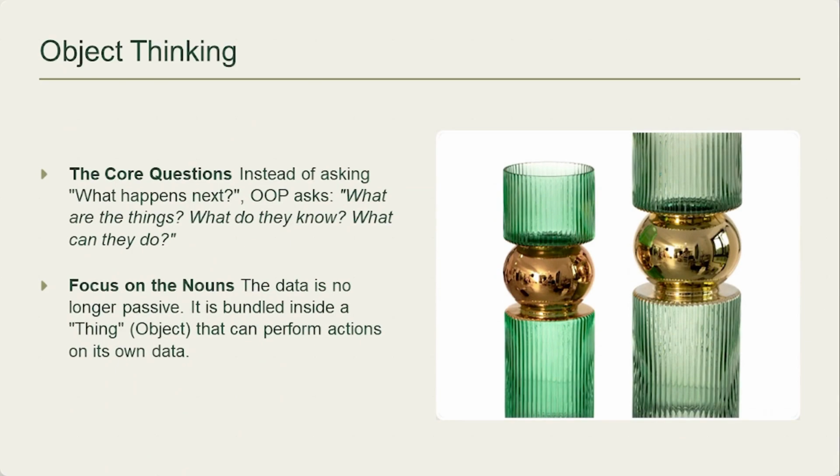Object thinking. The core question: instead of asking what happens next, OOP asks what are the things, what do they know, and what can they do. It focuses on the nouns. The data is no longer passive, it is bundled inside the object, which can perform actions on its own data. You are going to understand this object-oriented programming concept in much more detail in upcoming episodes. So don't worry if you don't understand it right now.